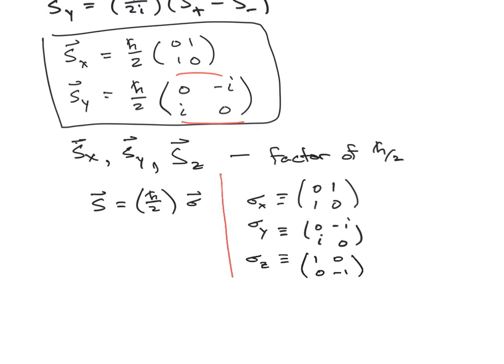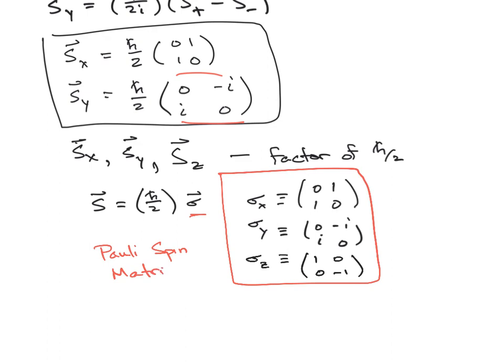Now, these three things together, or this sigma right here, those are the Pauli spin matrices. So Pauli is in the Pauli exclusion principle. So those are the Pauli spin matrices that let us know how those different components of spin interact.